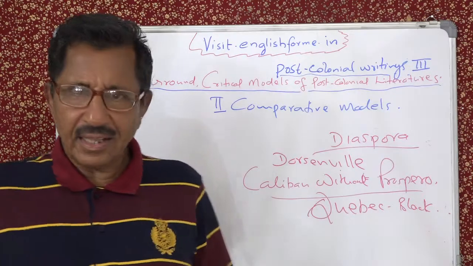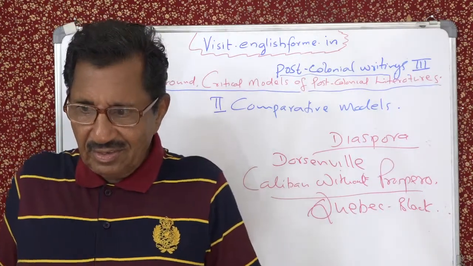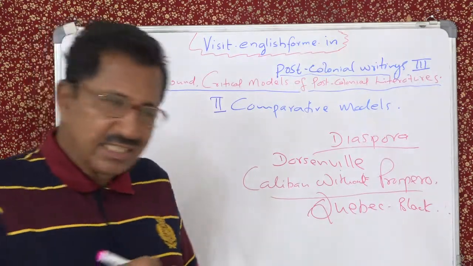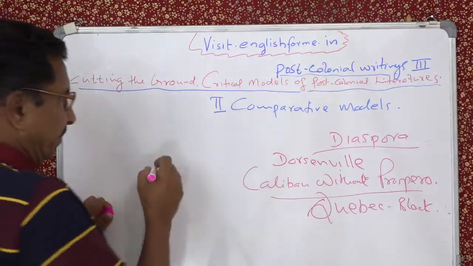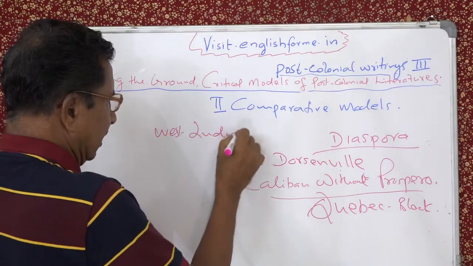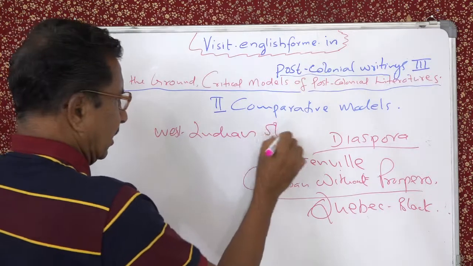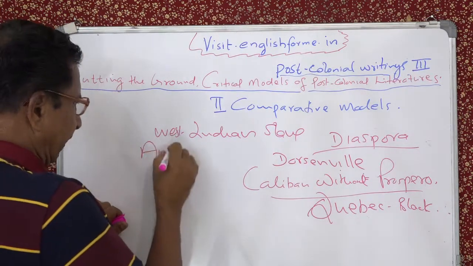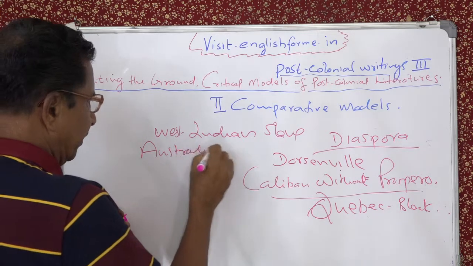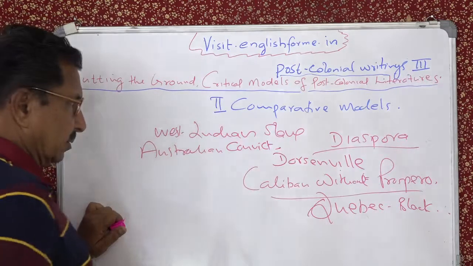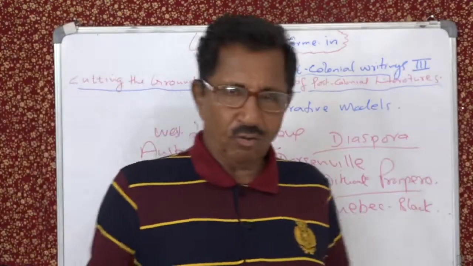See that? Then another is slave literature. That is the West Indian slave literature, and the West Indian slave literature, again black, West Indian slave and the Australian convict. Australian convict literature. So that is all. This is black-white or white-black.